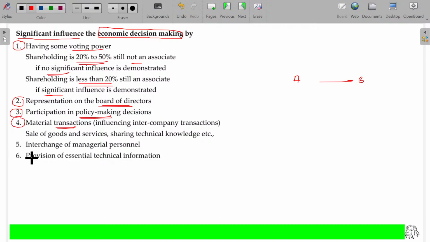So technical information or material transactions, like sharing technical knowledge, sale of goods and services, and interchange of managerial personnel. So A's top officials will become the directors of B and vice versa. In those cases, A has significant influence in B. So for a rough understanding, anywhere between 20 to 50 percent will be considered as significant influence, though not necessarily.